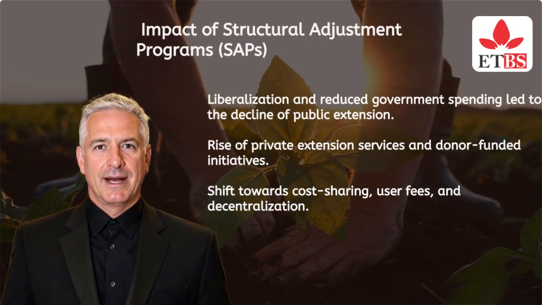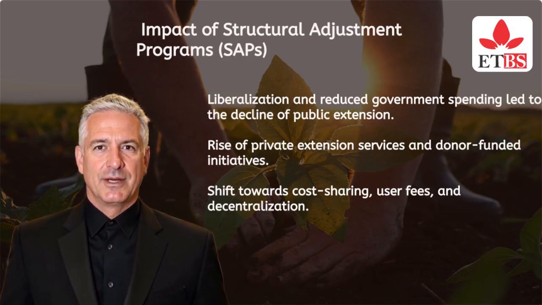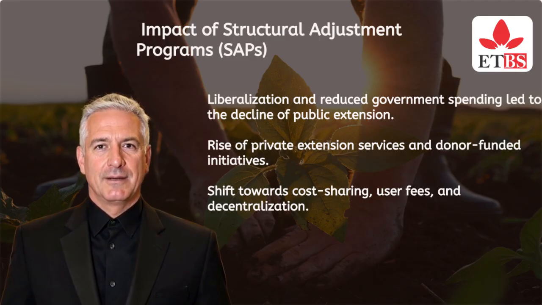6. Impact of structural adjustment programs, SAPs. Liberalization and reduced government spending led to the decline of public extension. Rise of private extension services and donor-funded initiatives. Shift towards cost-sharing, user fees, and decentralization. Increased vulnerability of smallholders and marginal communities.